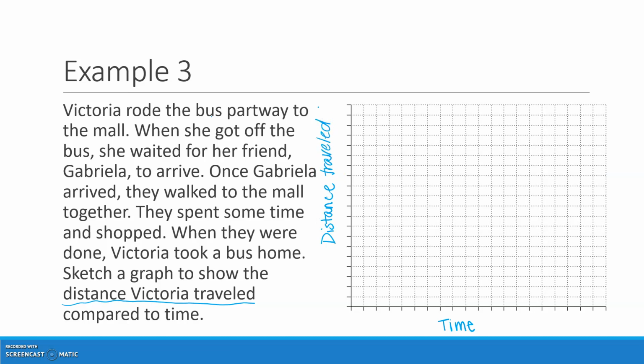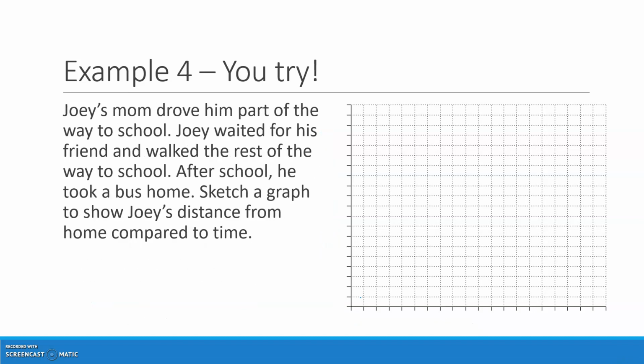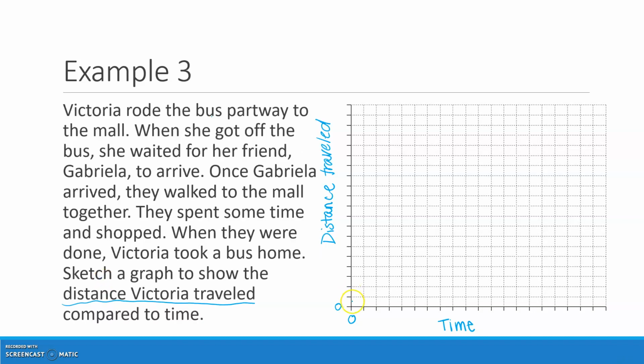And then they didn't give me any measures of time, so I am not going to label anything except the zeros. Those are the only things I need to label. So it says that she rode the bus partway to the mall. Well, a bus is going to drive at a pretty constant rate. And it's going to maybe look something like this. I don't know. Something like that.